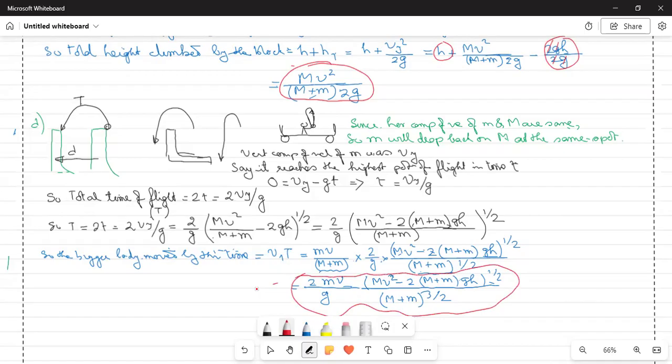During the time the small body was in flight. And of course, at the end of the flight, the small body drops at the same vertical edge of the bigger block, because both have the same horizontal velocity at the time of breakoff. So there it ends. Now we shall go to the next problem.